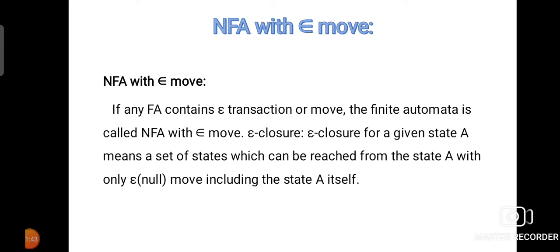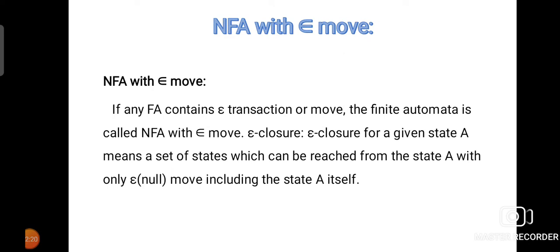Then we can see NFA with epsilon move. Previously we said NFA can produce null moves. That means in NFA, state transitions can be possible without consuming any valid input symbol. In such cases, those state transitions will be considered as epsilon moves. So if any FA contains epsilon transitions or epsilon moves, such a finite automaton is called an NFA with epsilon move.